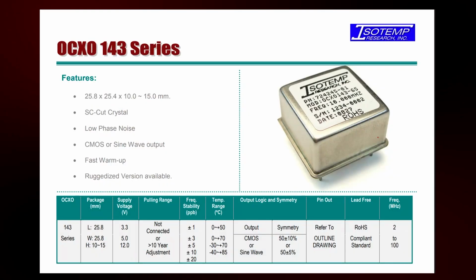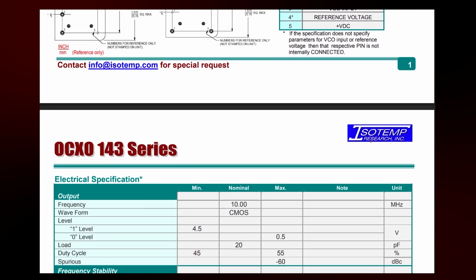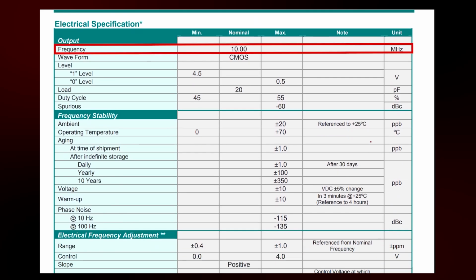This one in particular is an OCXO 143 series from Isotemp. It generates a 5-volt square output of 10 MHz with ±20 ppb. ppb stands for parts per billion. This number is used to represent the stability of an oscillator. Formally, it is defined as the ratio between the frequency deviation of an oscillator and its theoretical frequency. It's this formula right here.